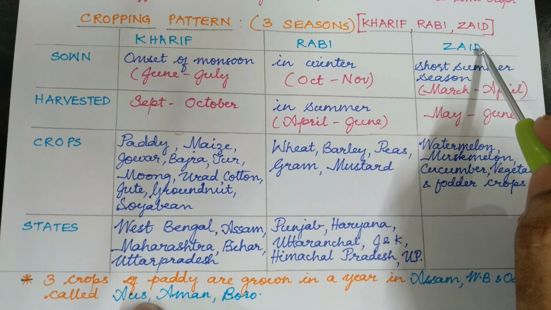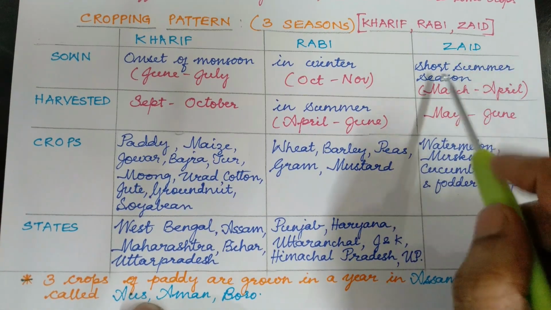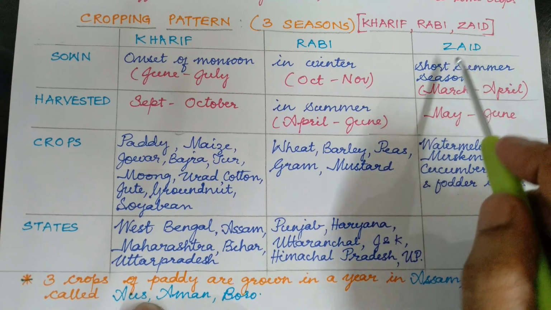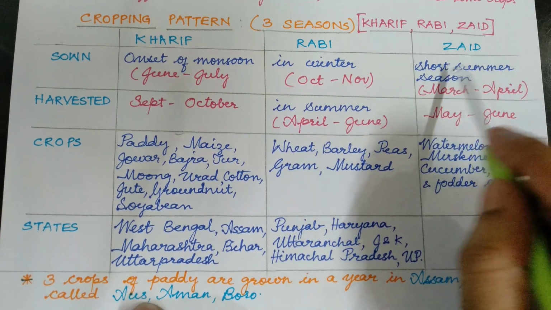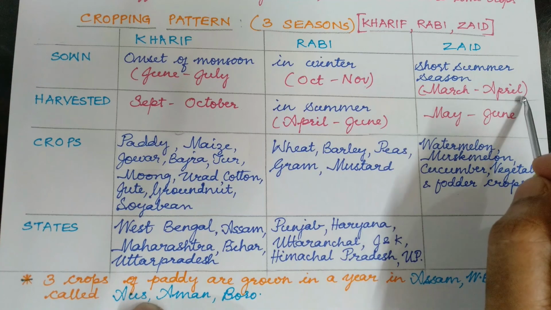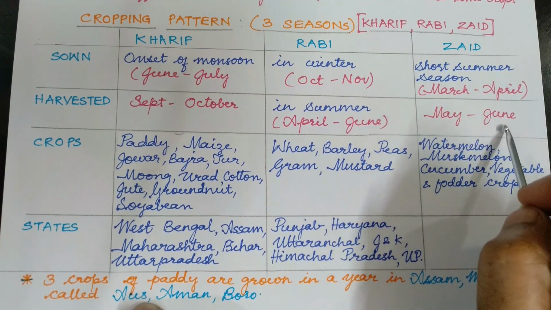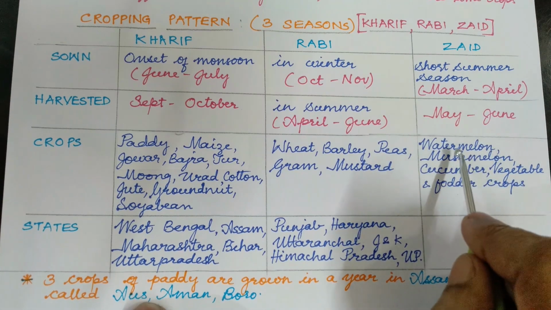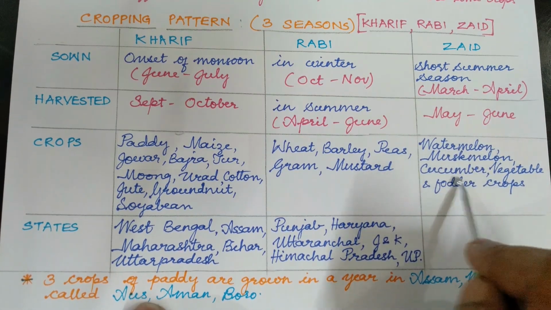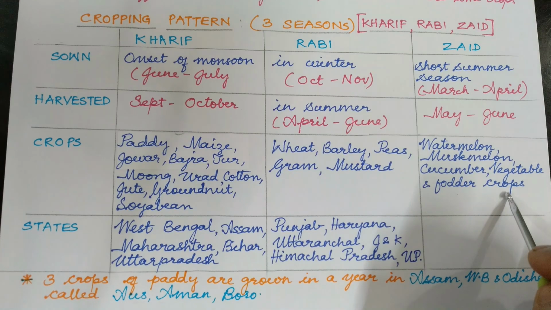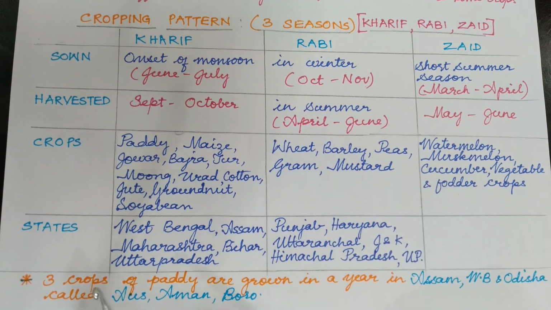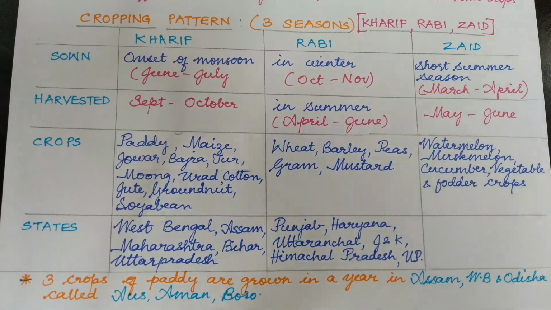Now Zaid is the next type of season, that is the third season. Here the crop is sown in the short summer season, that is between March and April, and it is harvested in the month of May to June. The crops grown here are watermelon, muskmelon, cucumber, vegetable and fodder crops. We have to note that there are 3 crops of paddy which are grown in a year in Assam, West Bengal and Odisha. They are basically called the Aus, Aman and Boro.